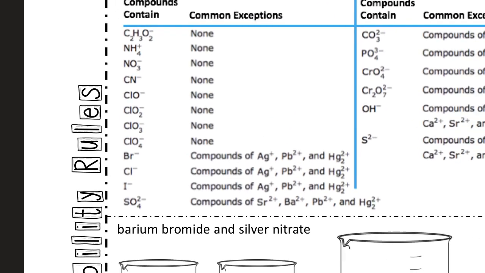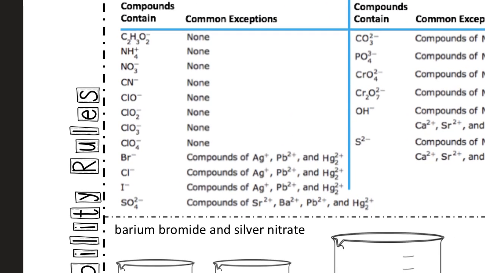So you can see that some compounds, no matter what they're mixed with, are always going to be soluble in water. They're always going to dissolve completely. This would dissolve, and this would dissolve, and this would dissolve. Get down to the bottom here, and you can look at something like bromine. Bromine is going to dissolve unless it's mixed with something that contains silver, lead, or mercury. If it combines with those things, it's going to settle out and form a precipitate.